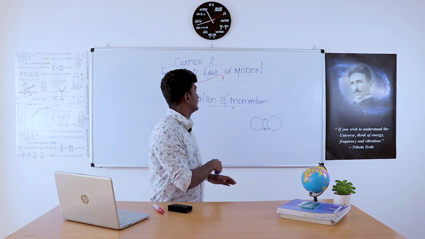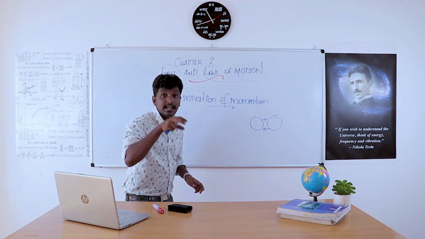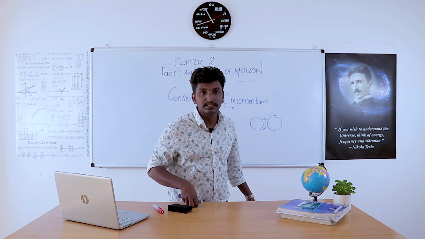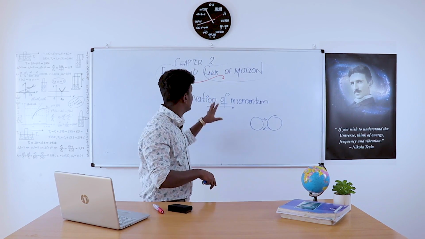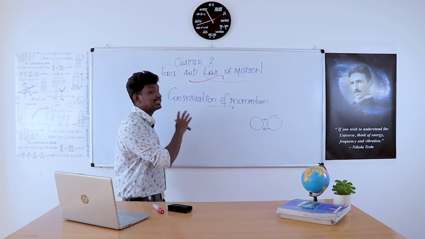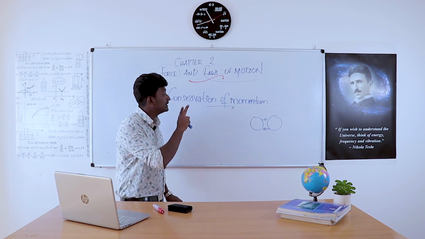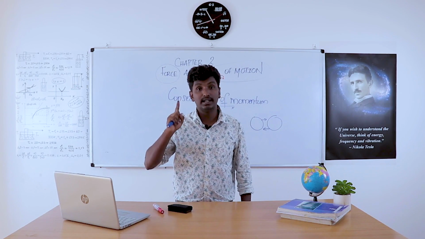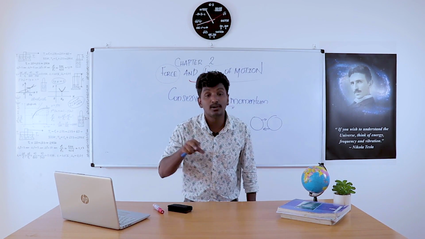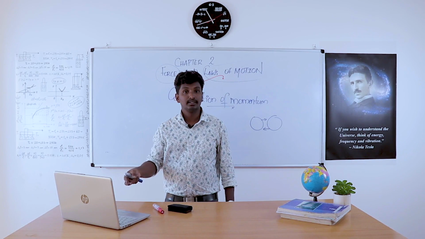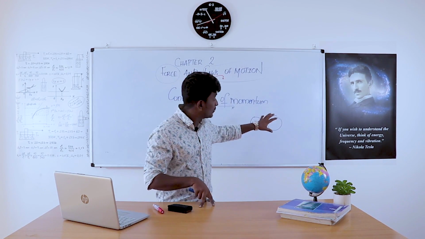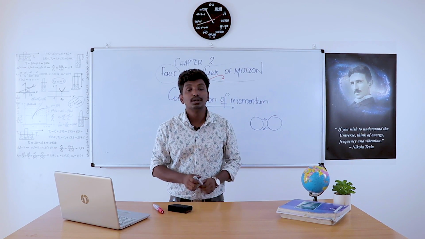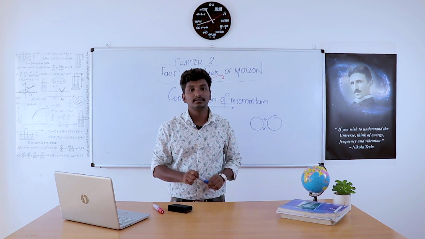That's one definition. Otherwise, we can say that in the absence of an external force, the momentum of a system remains constant. These are the two statements for conservation of momentum. First, in the absence of an external force, the total momentum of a system remains constant. Second, for colliding objects, total momentum before collision is equal to total momentum after collision.